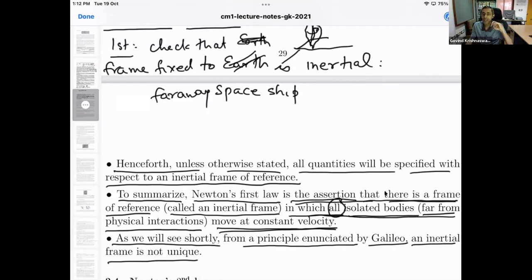Isolated simply means, it is an observation that interactions between objects, bodies, tend to decrease with distance. This is a practical observation, that we feel less pull towards the Earth if we are a little farther up than we are closer to the Earth. This is an experimental observation, and we simply stretch that further and further to define what we mean by an isolated body.